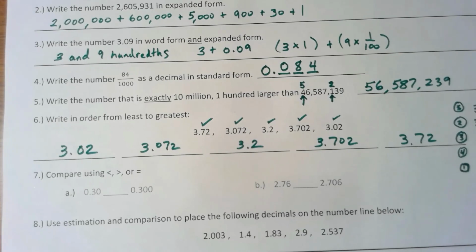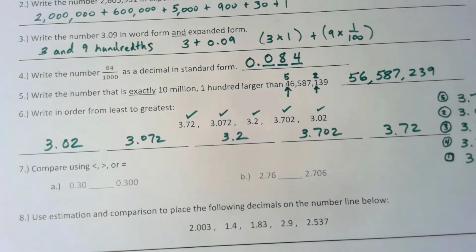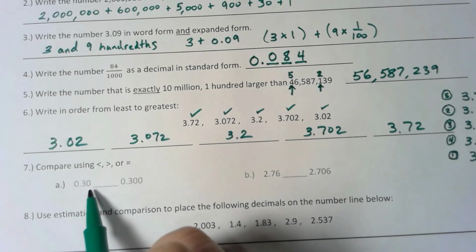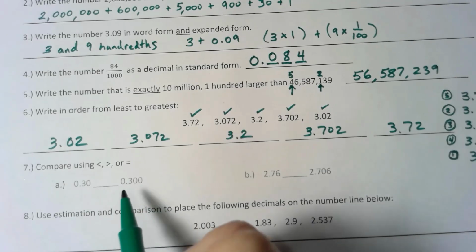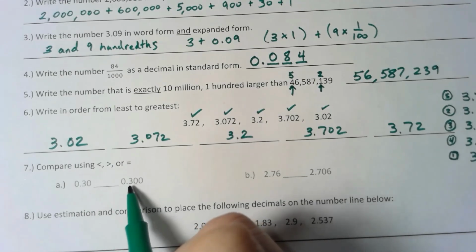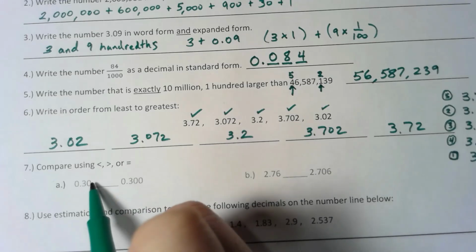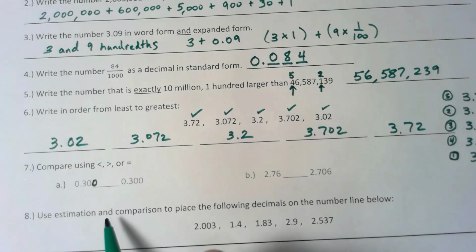Question 7 says compare using less than, greater than, or equal. So we have 30 hundredths and 300 thousandths. Well, over here I have place values all the way to the thousandths, so I'm going to make sure that I have place values all the way to the thousandths over here. And now it becomes clear that these two numbers are equivalent.